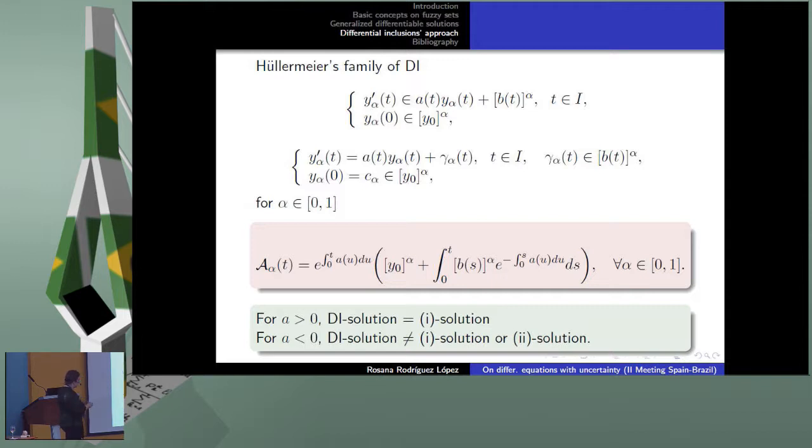What happens with the 1 and 2 solution? In general, independently of the sign of A, what happens is that the 1 solution is going to have non-decreasing diameter. The 2 solution is going to have non-increasing diameter. The differential inclusion solution is always in the middle. I mean, it is fuzzier than the 2 solution, and less fuzzy than the 1 solution. And the identity is only possible for real cases.